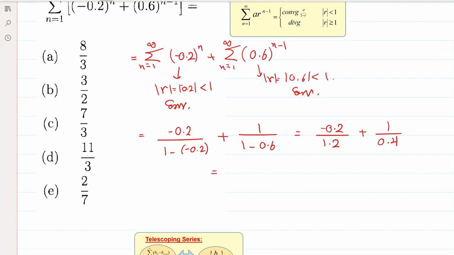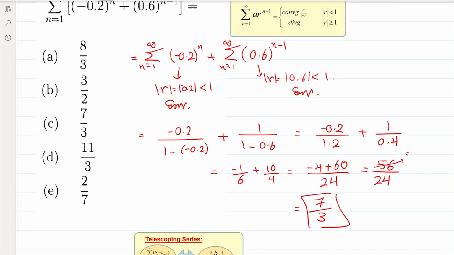Which is equal to minus 2 over 12, which is minus 1 over 6, plus 10 over 4. And this will be minus 4 plus 60 over 24, which is equal to 56 over 24. Can I simplify it? Yes, you can, sure, by dividing by 8. It will be 7 over 3. So the solution here will be 7 over 3.